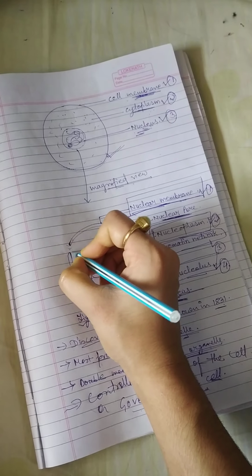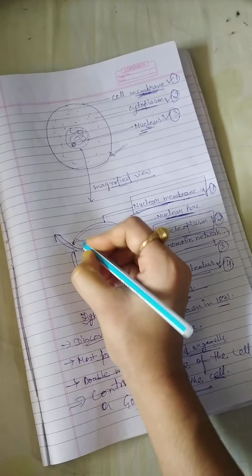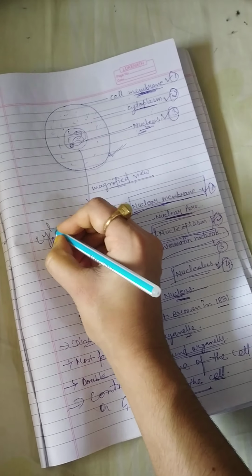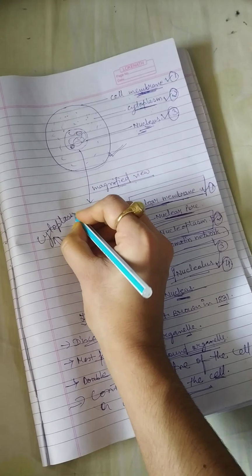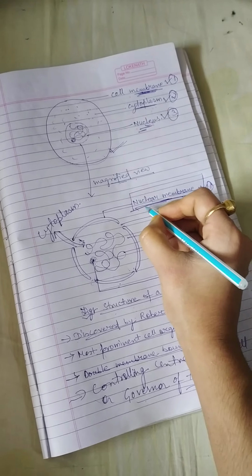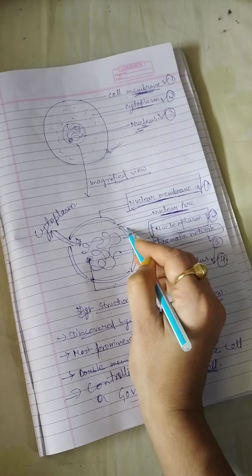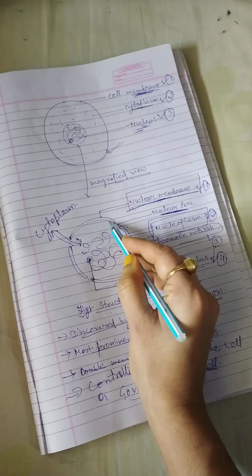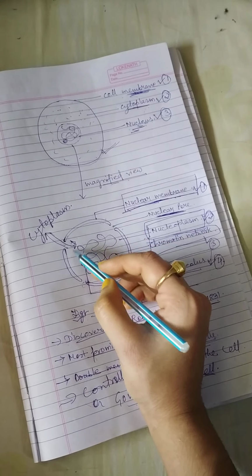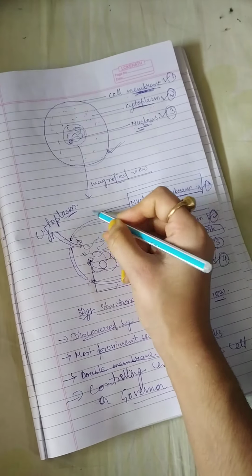The function of the nuclear pore is that it helps in the transportation of materials into the cytoplasm, and it also brings materials from the cytoplasm into the nucleus. So the first part we have seen is the nuclear membrane. The nuclear membrane is the outermost covering of the nucleus. It is double walled, a double layer. It separates the contents of the nucleus from the cytoplasm.